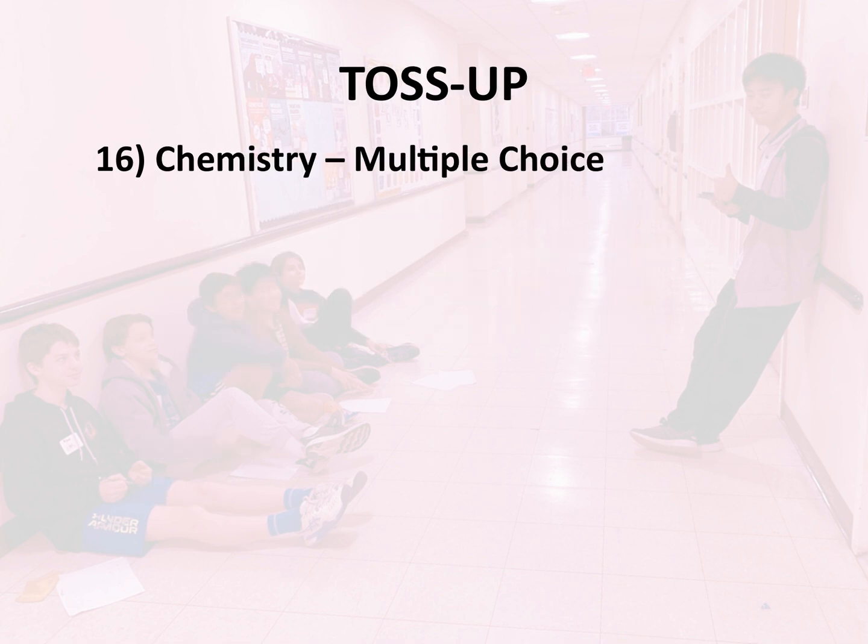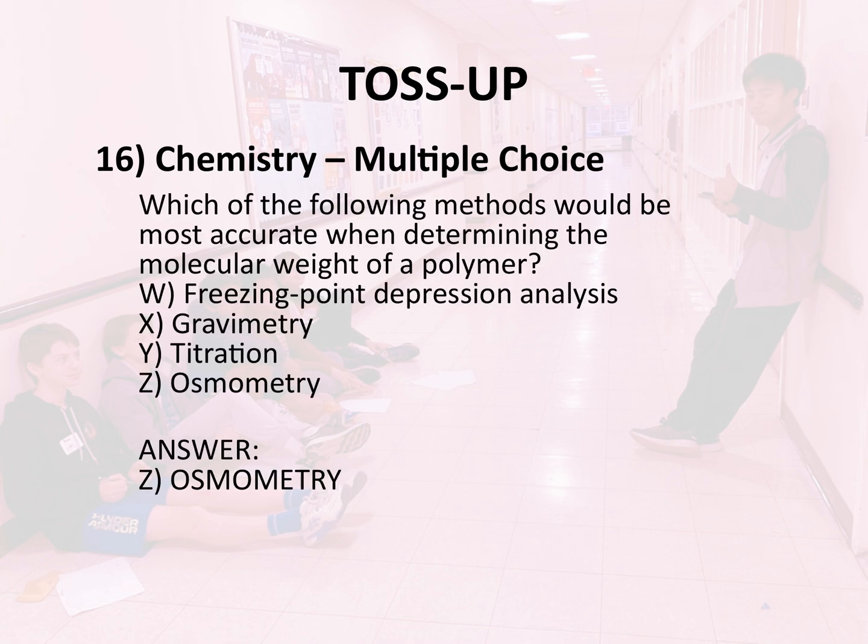Toss-up, 16. Chemistry, multiple choice. Which of the following methods would be most accurate when determining the molecular weight of a polymer? W. Freezing point depression analysis. X. Gravimetry. Y. Titration. Z. Osmometry. Answer. Z. Osmometry.